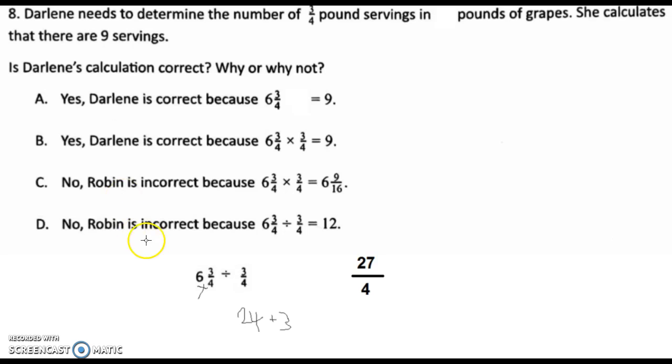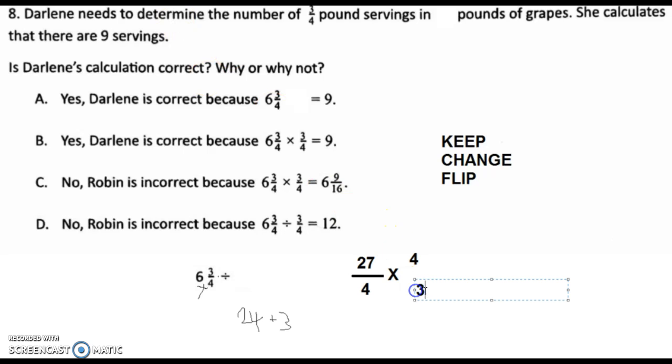divided by 3/4, right? Now we're going to do what we were talking about before with KCF: keep, change, flip. So we're going to keep this first fraction, we're going to change our sign to multiplication, and I'm going to flip 3/4. So instead of having 3/4, it's going to be 4 over 3, right?